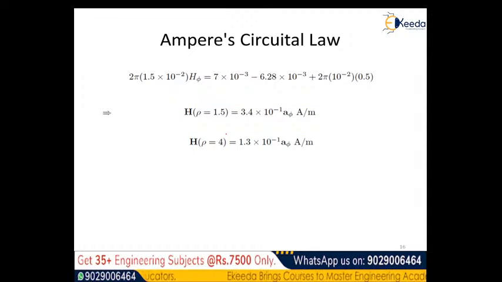Now we come to see the last part. The question is, what current sheet should be located at rho equal to 4 centimeters so that H is equal to 0 for all rho greater than 4 centimeters. So here the condition is put that H has to be equal to 0 when we add one more current component. To have H equal to 0, we require the current in the reverse direction.